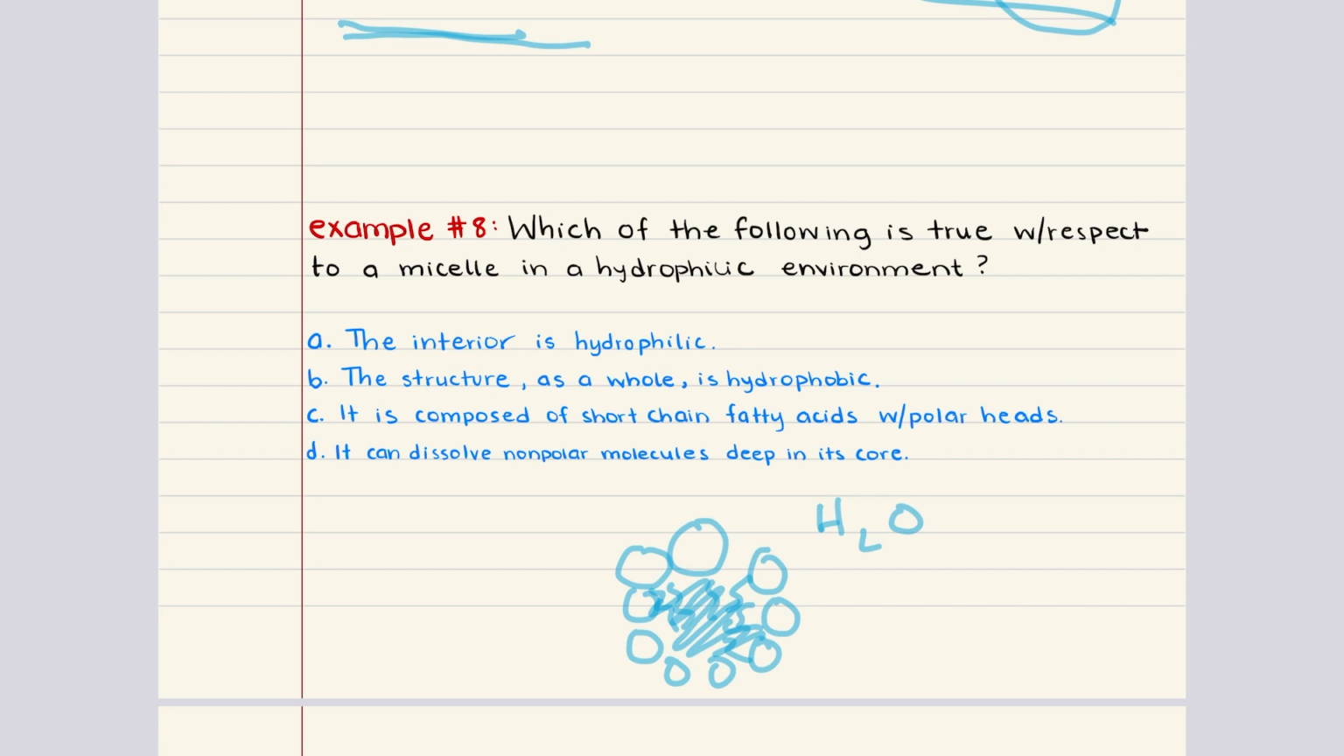A says that the interior is hydrophilic. This is incorrect. The inside of the micelle is made of nonpolar tails, which are hydrophobic, meaning they do not like water. That's why they're tucked away inward. B says that the structure as a whole is hydrophobic. This is also incorrect. The outside of the micelle is made of polar heads that interact with water, so that makes the structure on the outside hydrophilic and the structure on the inside hydrophobic. So it is not as a whole hydrophobic.